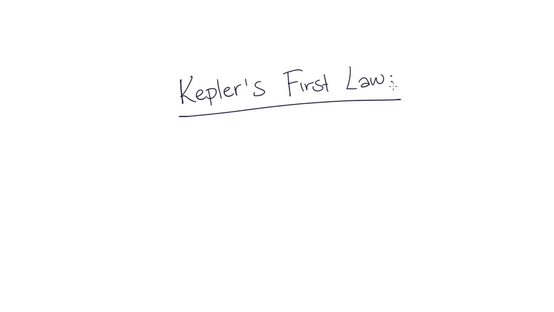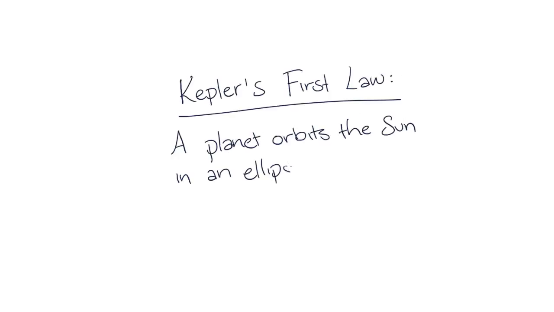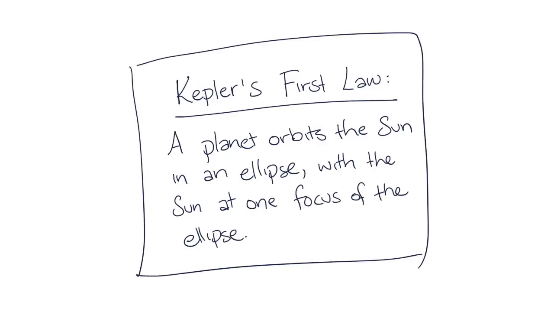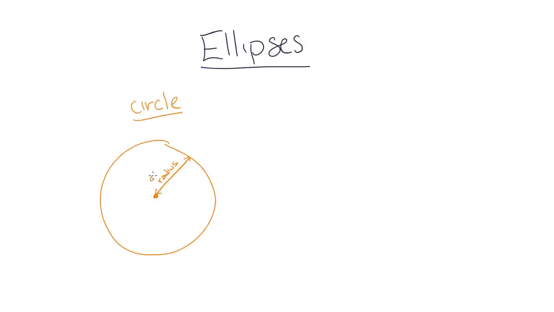Now, Kepler's first law states that a planet orbits the Sun in an ellipse with the Sun at one focus of the ellipse. Let's take a quick look at ellipses to start with. So we know that a circle has a center and a constant radius. Those are basically the two things that uniquely define a circle.